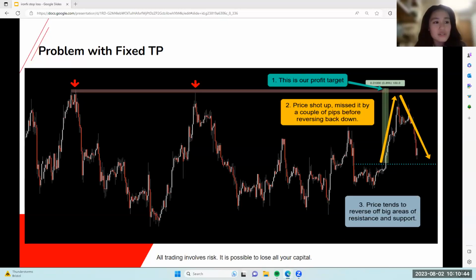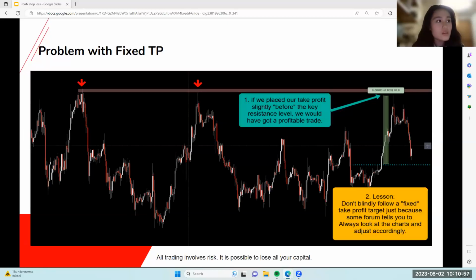And the reason for this is because price tends to reverse off of big areas of resistance and support, so it might not reach where you place your take profit. Okay, so here we see in an alternative scenario, if we had placed our take profit before the key resistance level, which means just slightly below, we would have got a profitable trade because price would have been nicely touching our take profit.